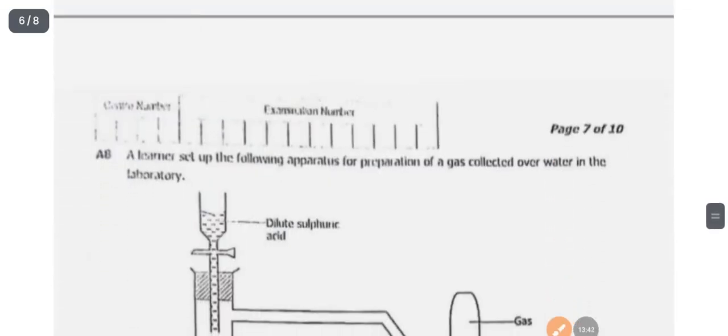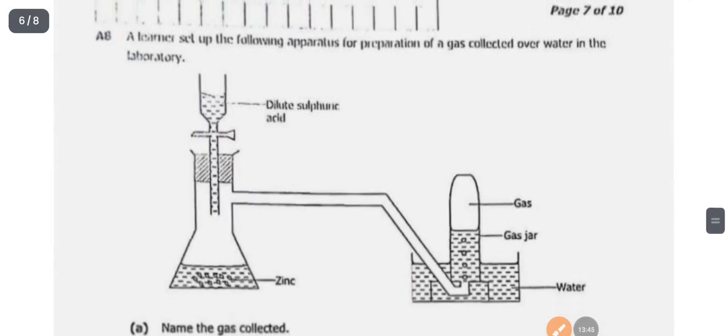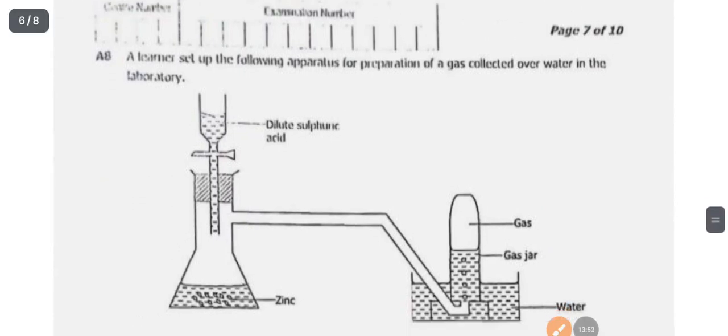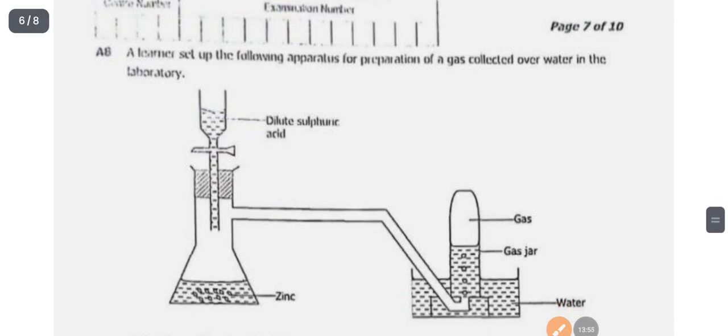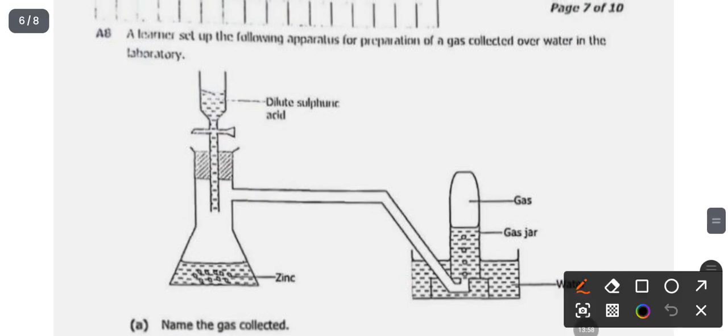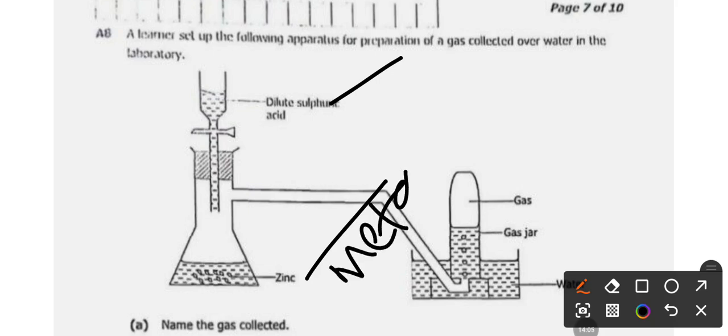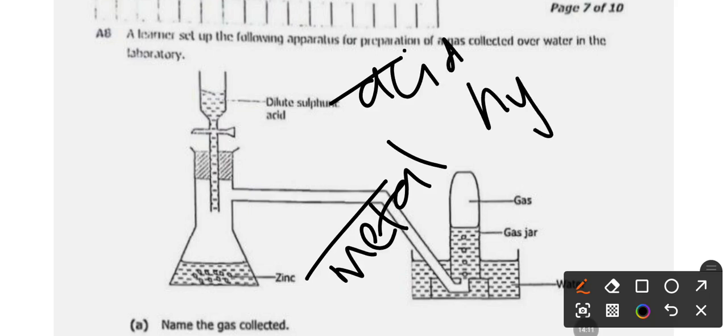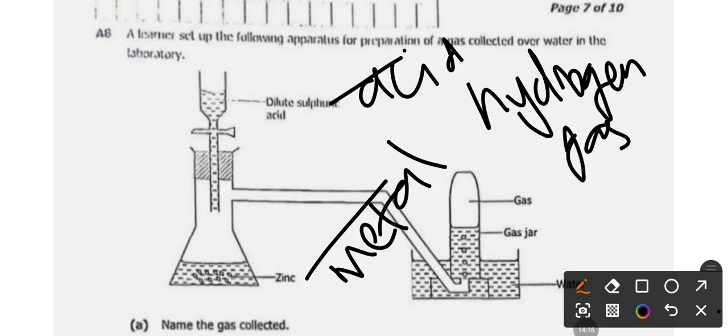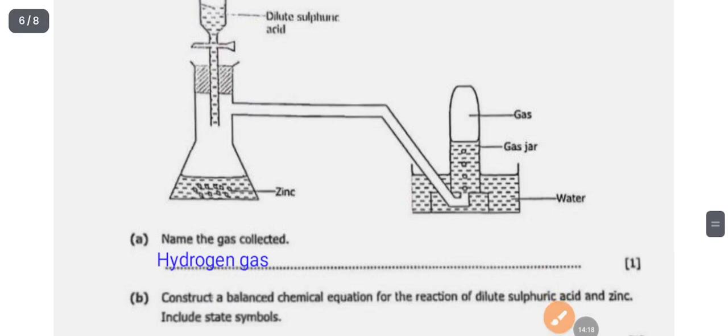Question 8. It is on non-metals. Elena set up the following apparatus for preparation of a gas collected over water in the laboratory. Name the gas collected. Alright. So the gas that would be evolved when a metal, e.g. zinc, reacts with an acid is called hydrogen gas. So this gas is hydrogen gas.